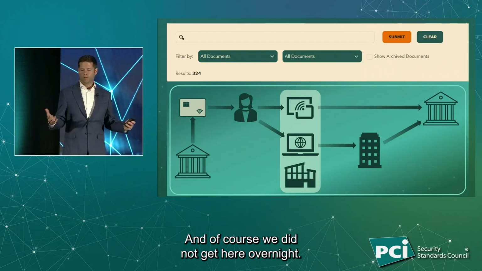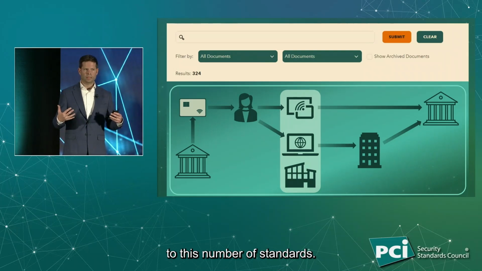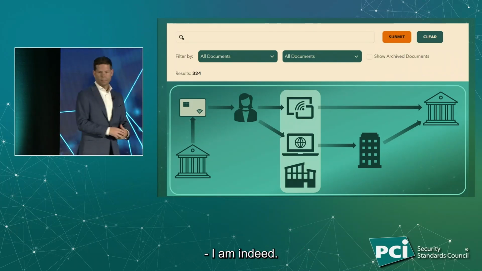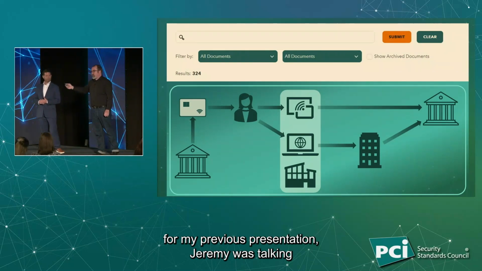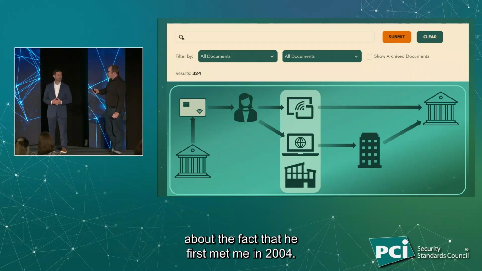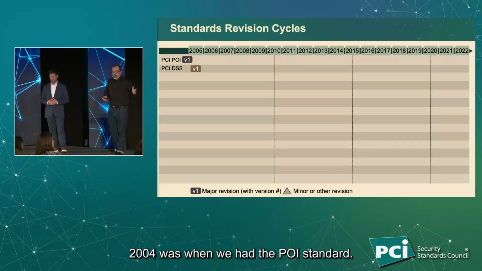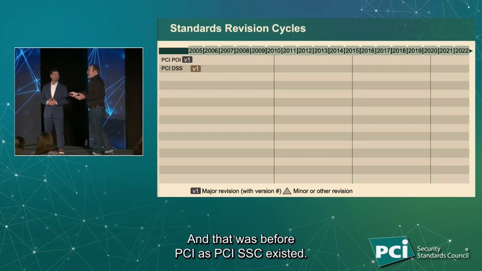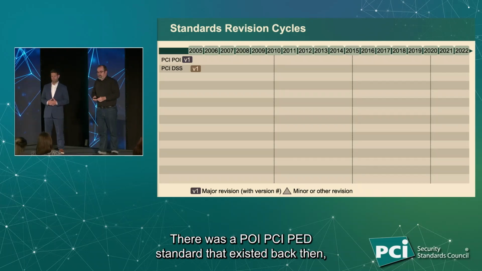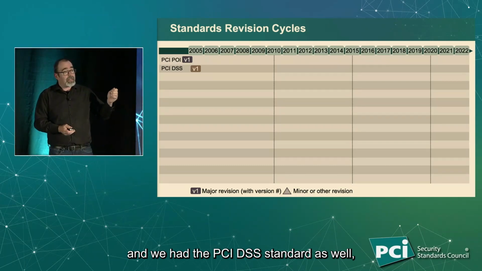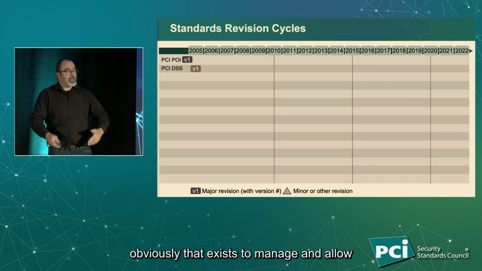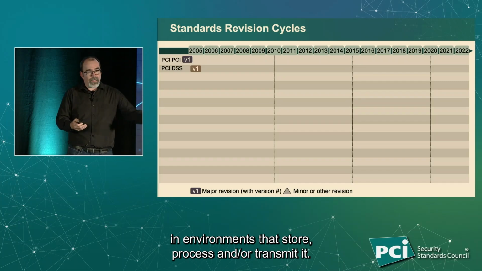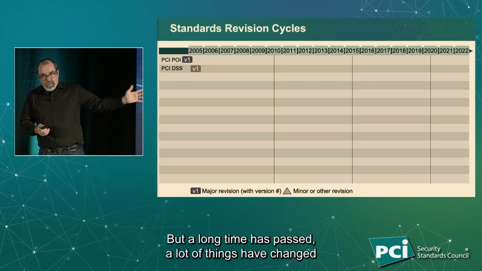And of course, we did not get here overnight. It has taken us a long time to get to this number of standards. We started out with one or two, which I believe you're going to talk about. I am indeed. Now, you would have heard if you were here for my previous presentation, Jeremy was talking about the fact that he first met me in 2004. 2004 was when we had the POI standard, and that was before PCI SSC existed. There was a PCI POI or PCI PED standard that existed back then, and we had the PCI DSS standard as well, that exists to manage and allow for the security of cardholder data in environments that store, process, and or transmit it.